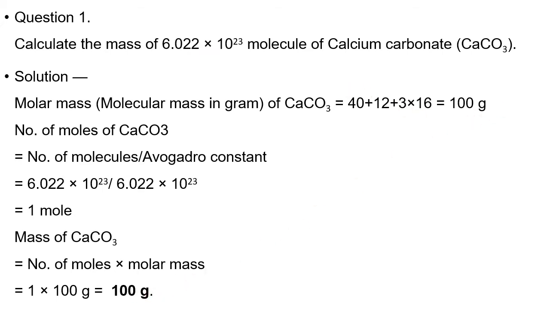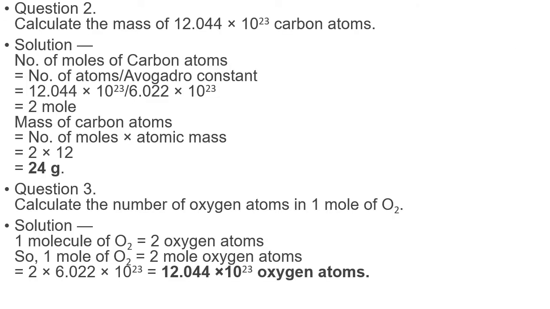Example number 2. Calculate the mass of 12.044 × 10^23 carbon atoms. 6.022 × 10^23 carbon atoms means 1 mole. Then 12.044 × 10^23 carbon atoms means how many moles? It is 12.044 × 10^23 divided by 6.022 × 10^23, which is equal to 2 mole. So this many carbon atoms means 2 mole.